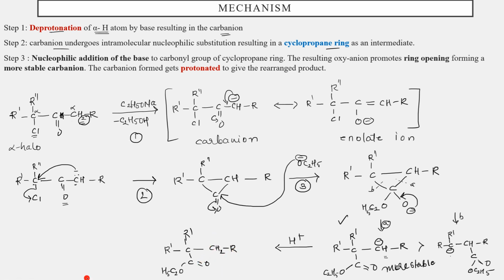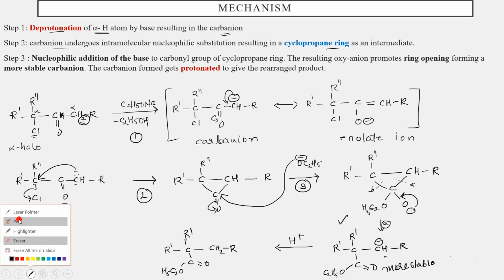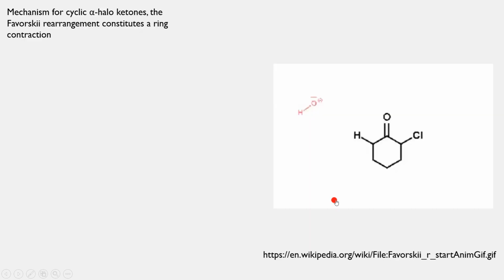Okay, so I hope you people have understood this. I will erase this because for your explanation of why B is not formed, the reason being it doesn't give a more stable carbanion. The carbanion which is more stable, you will get that product. So this was the mechanism for an acyclic compound. Okay, I hope you have understood this. Now we will go for a cyclic one. I have a nice animation that I got.